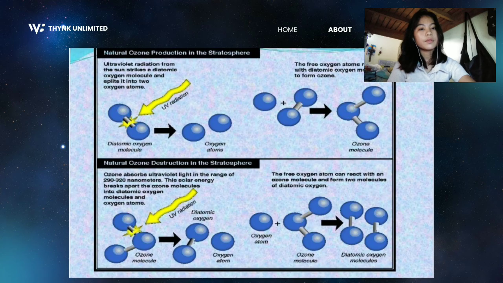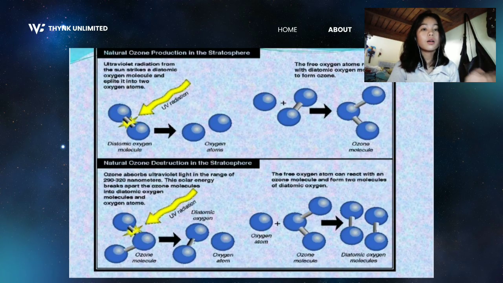These single oxygen atoms mix with the remaining oxygen that contains two atoms to form a thin layer of ozone gas that contains three atoms, forming the ozone layer surrounding the earth and protecting the planet from harmful radiation.